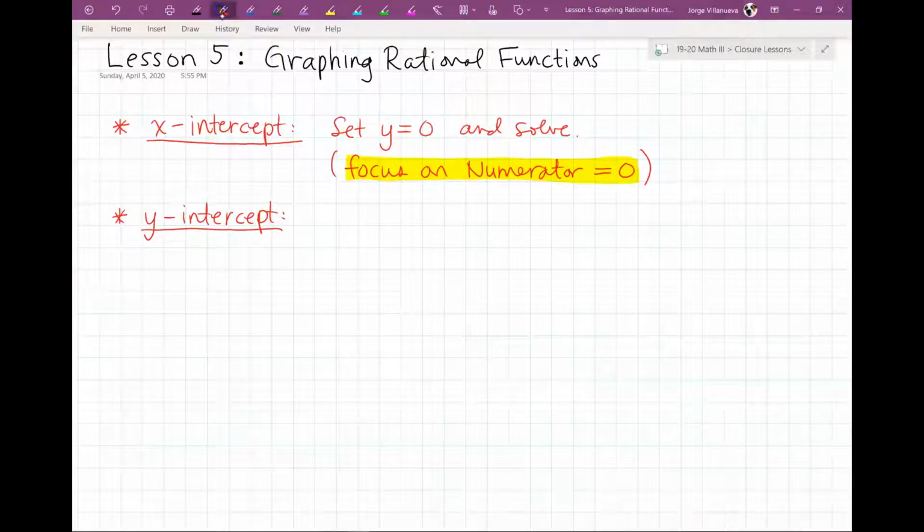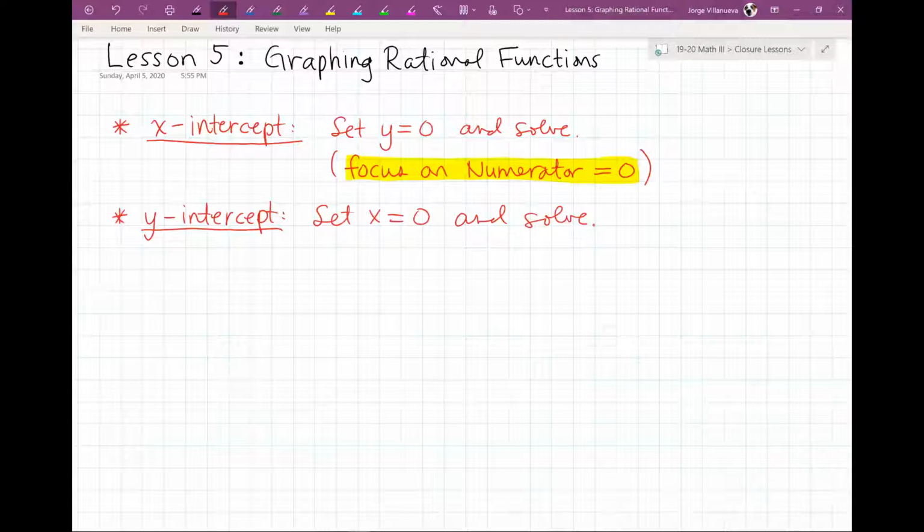Now, the y-intercept, we're going to set x equal to 0 and solve. Okay, so that's what we're going to do whenever we ask you to find the x and y intercepts. You set y equal to 0 and you solve. In certain cases, you just get your numerator and set it equal to 0. For y-intercept, you're going to set x equal to 0 and solve.